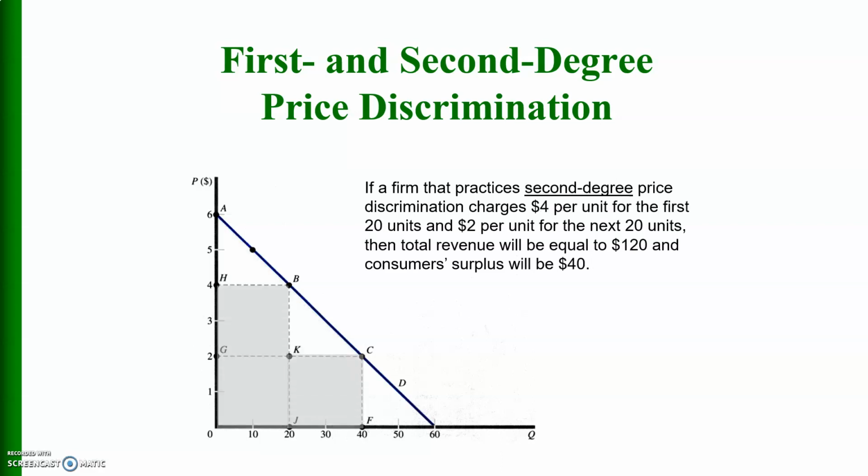will be zero. If the firm practices second degree price discrimination and charges $4 per unit for the first 20 units and $2 for the next 20 units, then the total revenue will be equal to $120 and consumer surplus will be equal to 40. So half of the consumer surplus will be reduced.